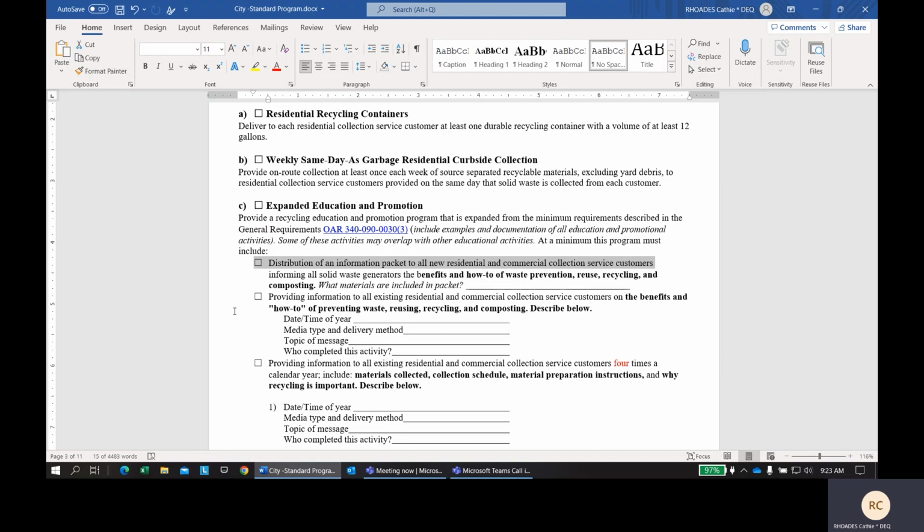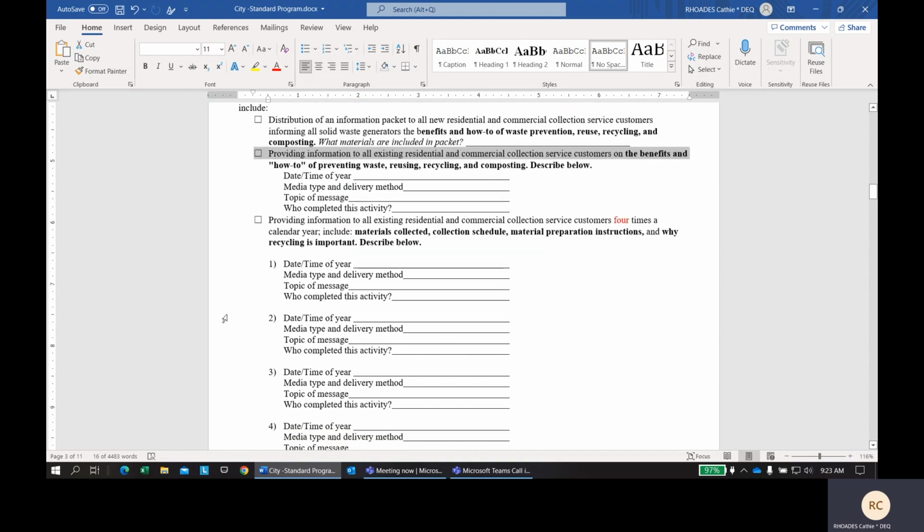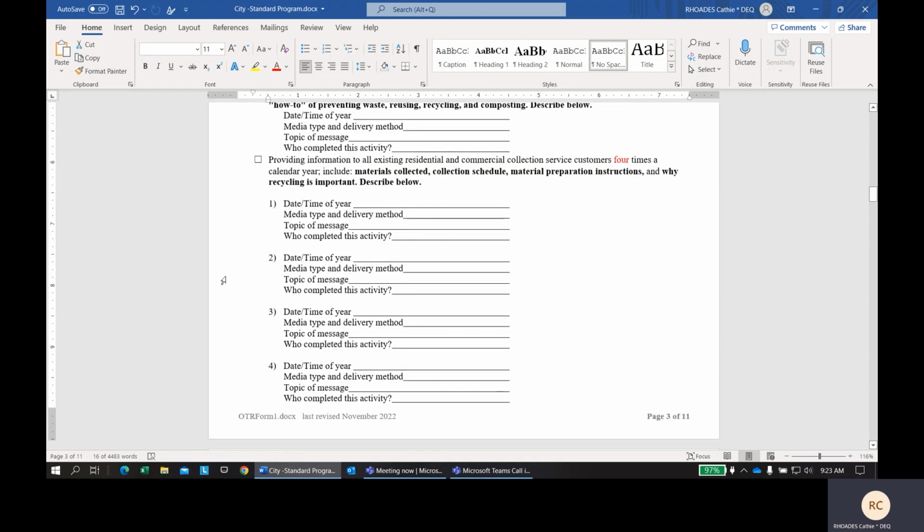You're covered here. Although this program has some similarities to the general requirements, the general requirements focus on recycling only. The expanded education program also requires that you provide information about waste prevention, reuse, and composting as well, as indicated here. In addition, the expanded education program requires that you provide education to service customers 4 times a year, not just twice like the general requirements.